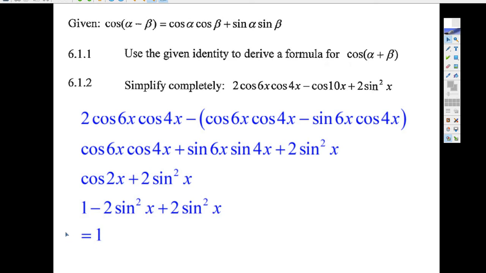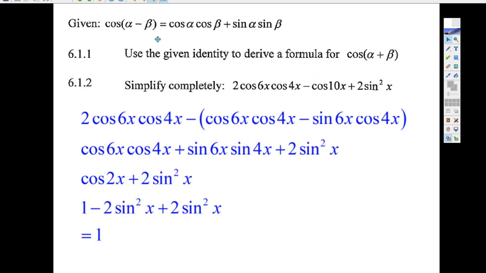Okay, now the next part of this trigonometry question: simplify completely. Ooh, looks a little scary. 2 cosine 6x cosine 4x minus cosine 10x plus 2 sine squared x, and we've got to simplify that. Oh no, I've never seen 6x and 4x, and I've never seen 10x. It doesn't make any sense. But, oh, it does because, hey, 6 plus 4 is 10.